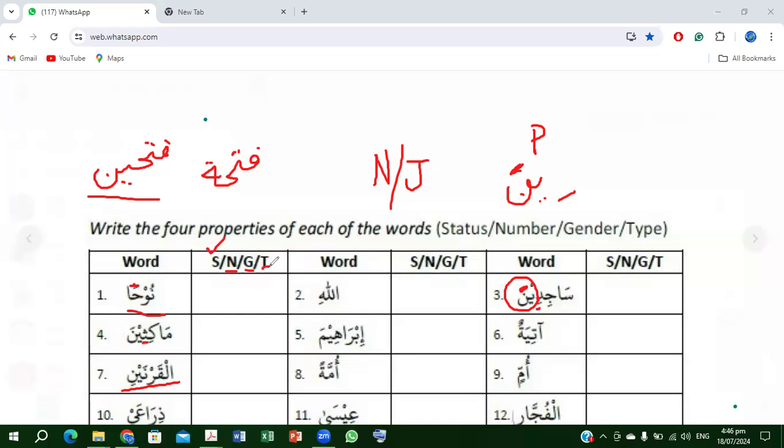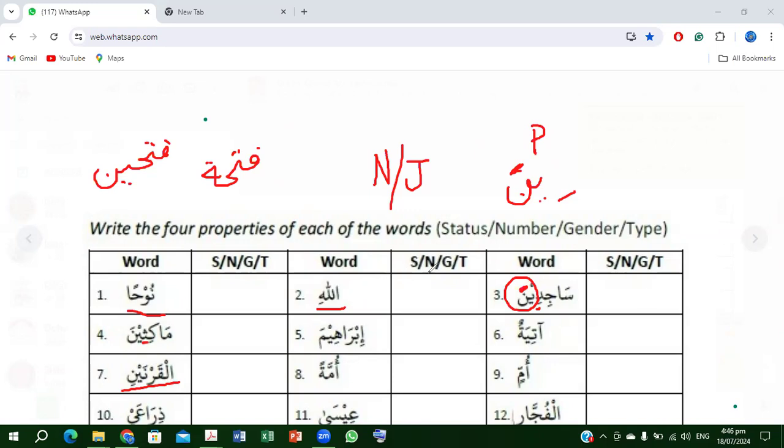Then type. For the type, it is common or proper? Proper. How do you understand it's proper? It's the name of someone. It's a personal name. So all personal names are proper. Perfect, Ibrahim. Barakallahu feek.